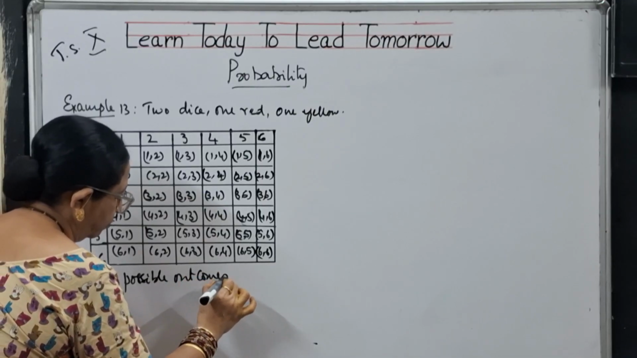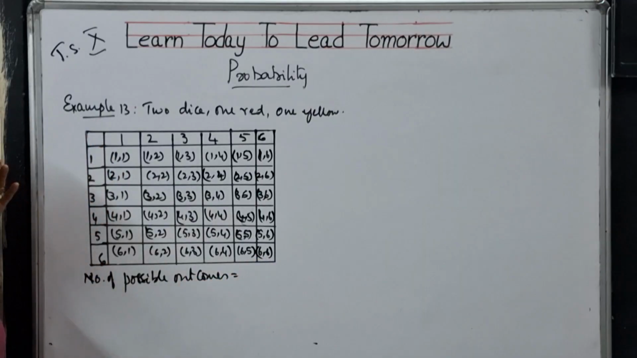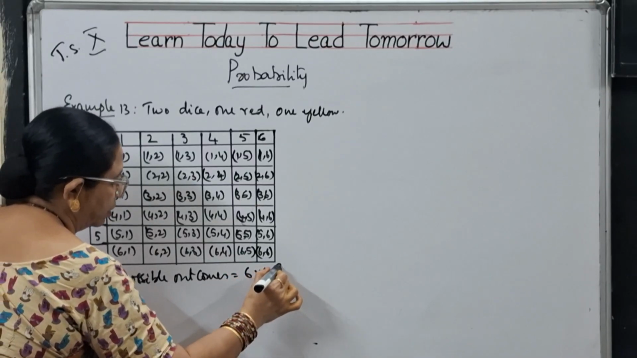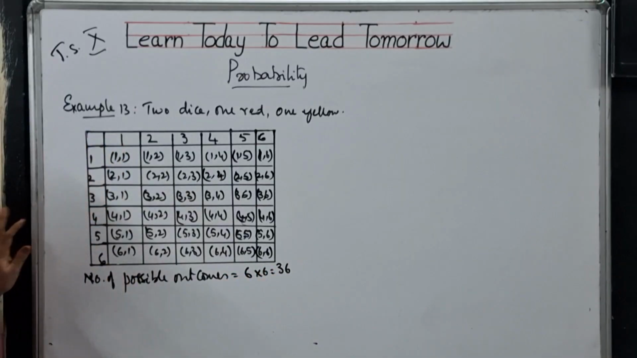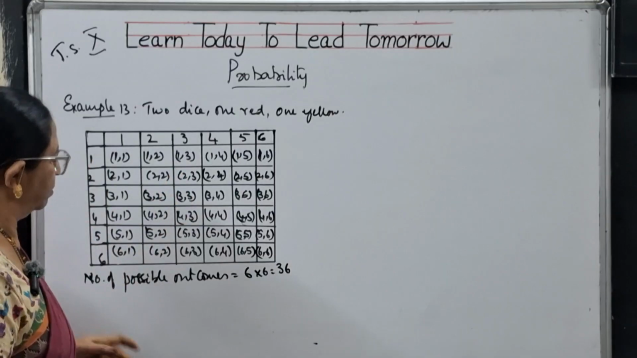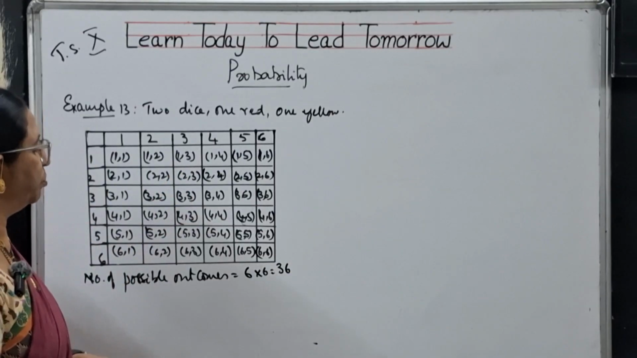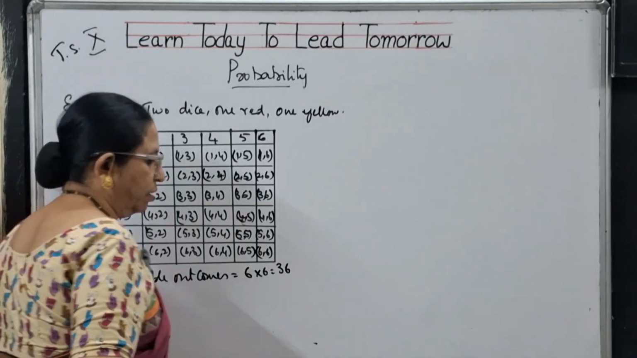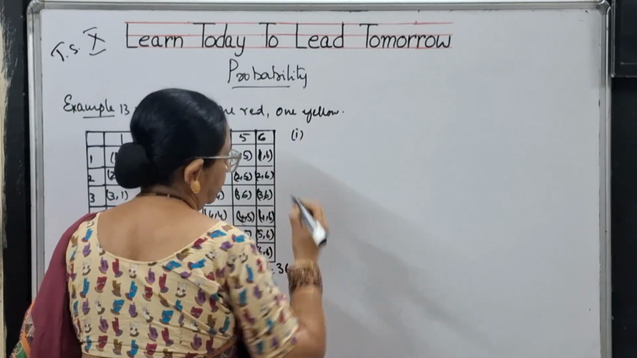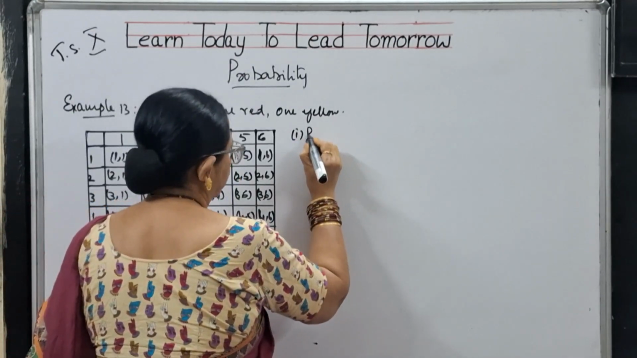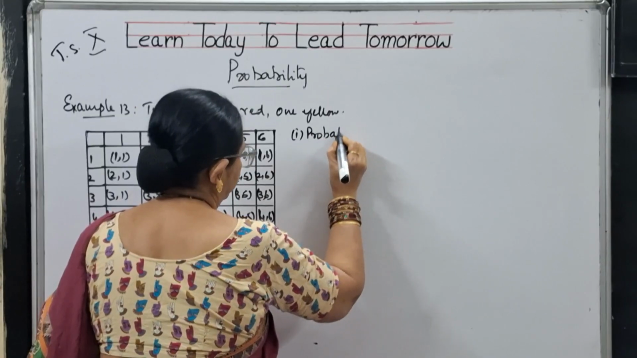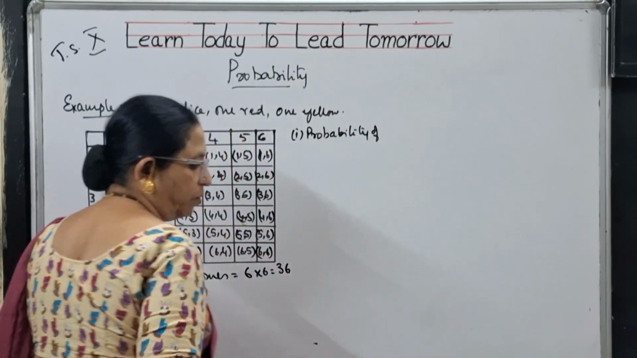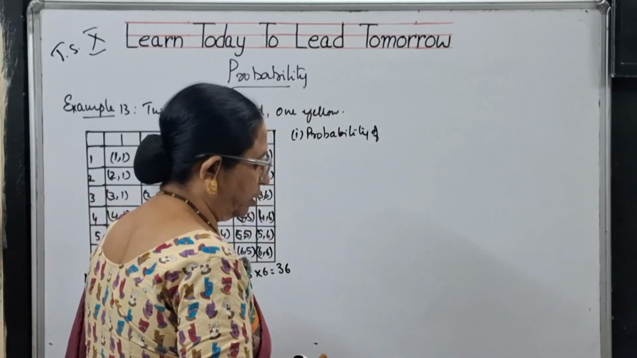Possible outcomes will be equal to 6 into 6, 36. These are 6, these are 6. 6, 6 are 36 possible outcomes you are getting here. Now, from this, the first bit is you need to get the probability of, what is the probability of?